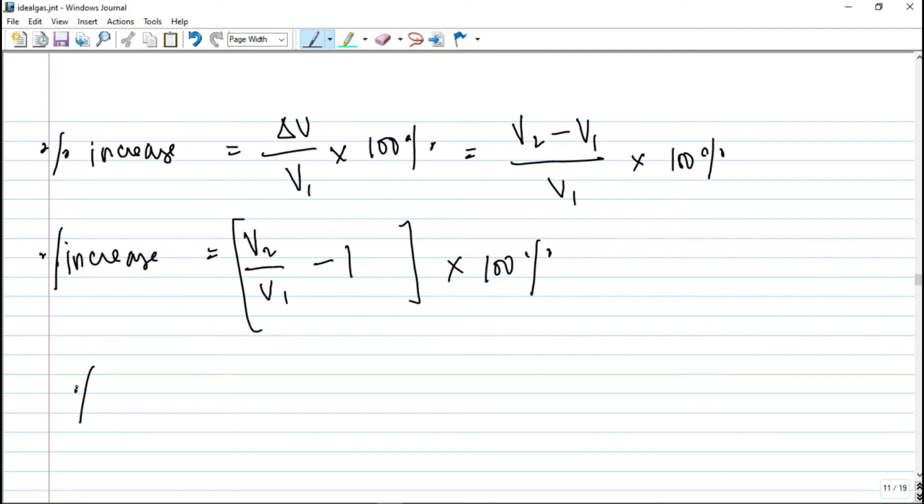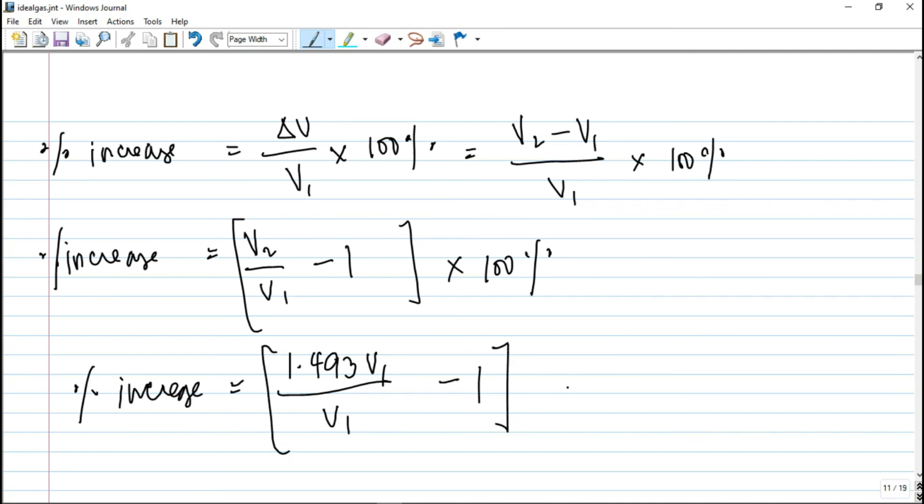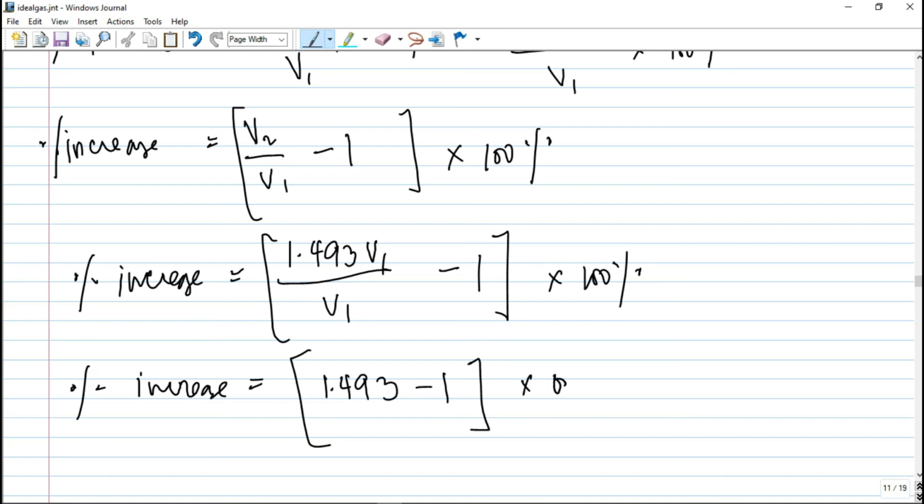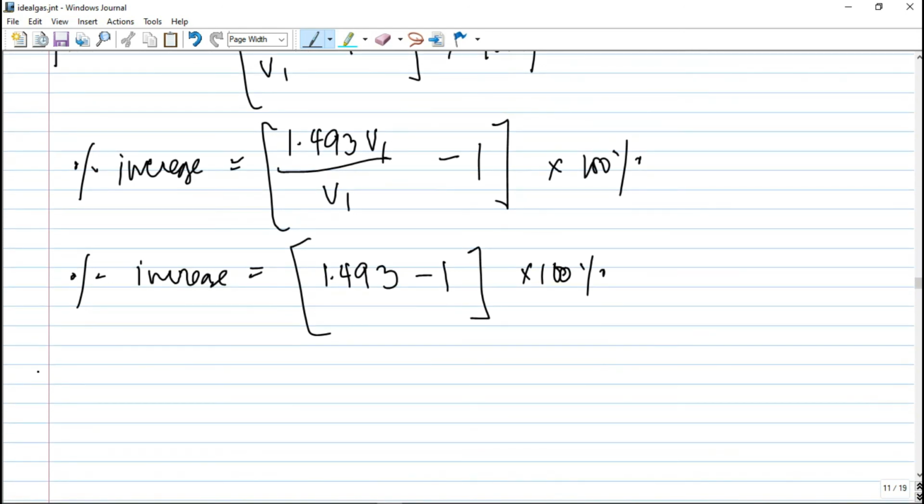So, the percent increase of volume is V2 in terms of V1, that is 1.493 V1, all over V1, minus 1, times 100%. So, our percent increase is equal to 1.493 minus 1, multiplied by 100%. So, 1.493 minus 1, our percent increase of volume is 49.3%. So, that is our final answer for this particular problem.